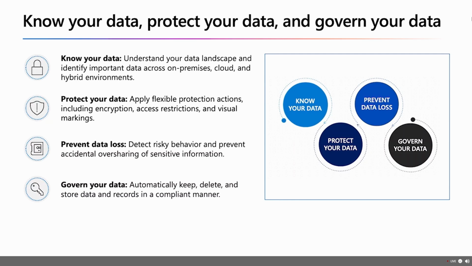With tools like trainable classifiers, you will be able to know your data by understanding your data landscape and identifying important data across on-prem, cloud, and hybrid environments. Then you'll be able to protect your data by applying flexible protection actions, including encryption, access restriction, and visual marking. In addition, using data loss prevention policies and endpoint data loss prevention enables organizations to avoid data loss. Finally, capabilities such as retention policies, retention labels, and records management enable your organization to govern their data.